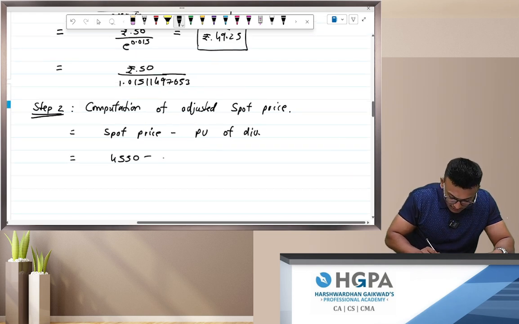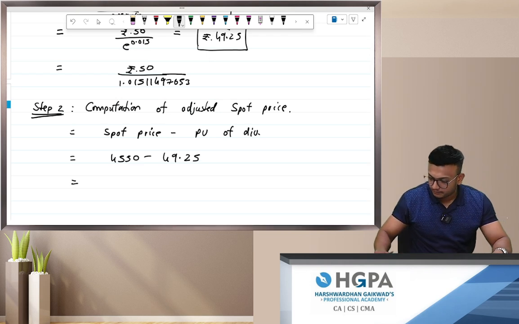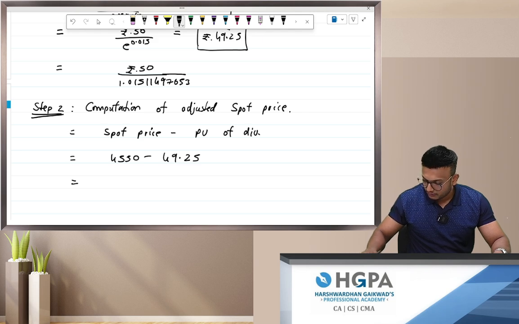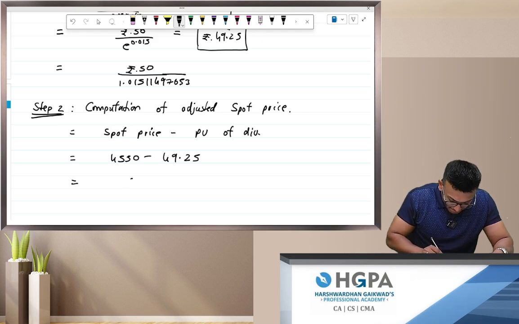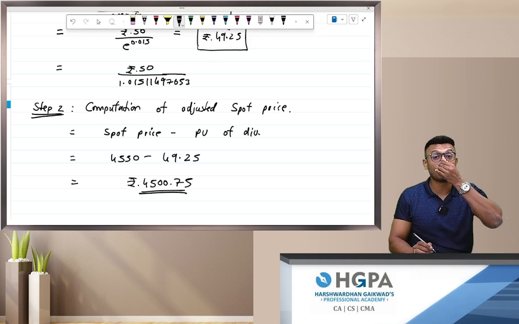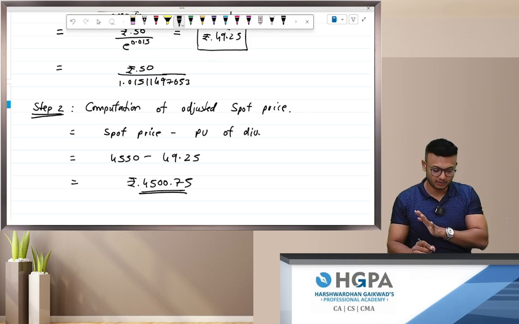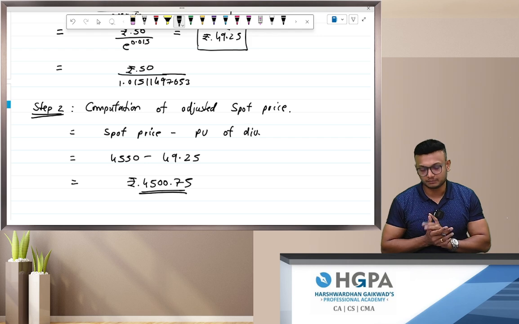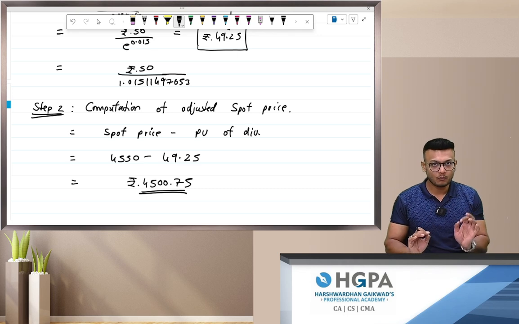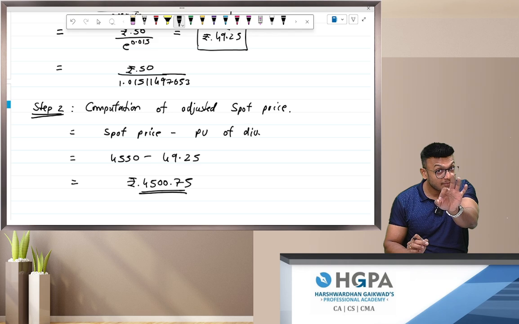4550 minus present value 49.25. Okay, 4550 minus 49.25 is 4500.75. I hope you have got this. Now, this is your new spot price and not 4550. Now we need to compute the theoretical market price by using this figure.